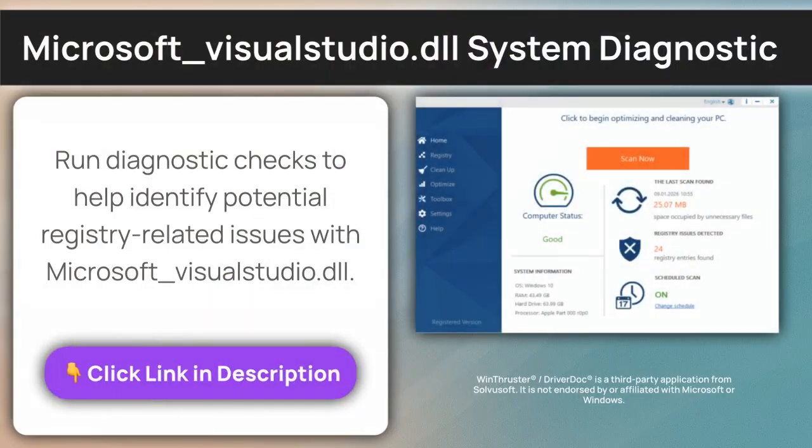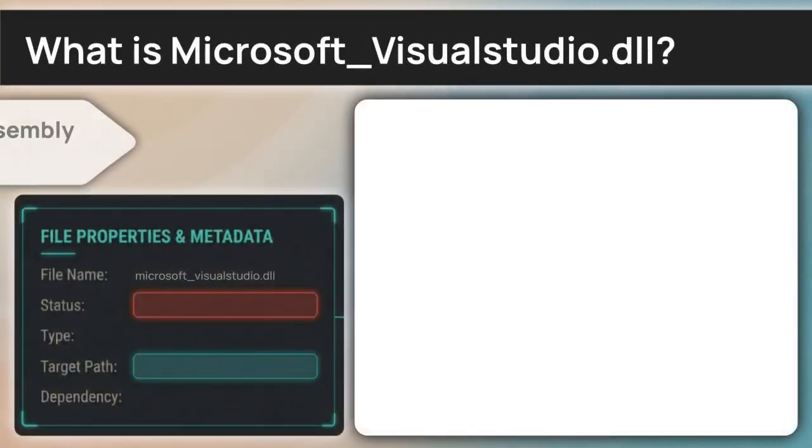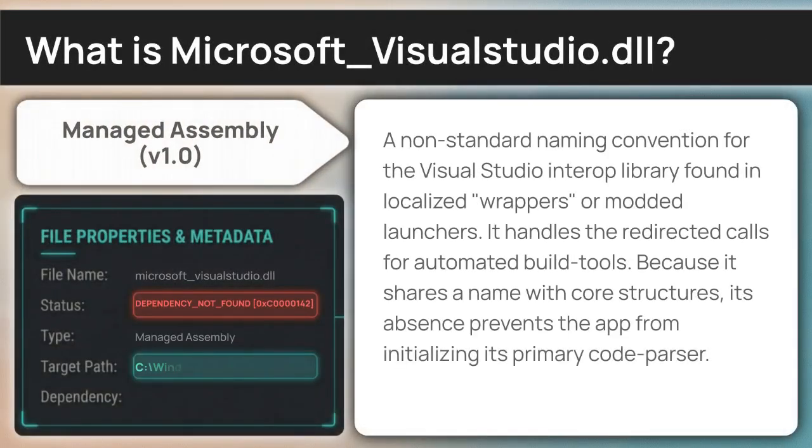This is the Microsoft Visual Studio Library, a non-standard naming convention for the Visual Studio interop library found in localized wrappers or modded launchers. It handles the redirected calls for automated build tools. Because it shares a name with core structures, its absence prevents the app from initializing its primary code parser.